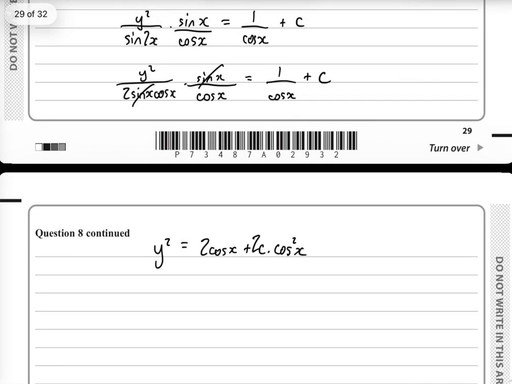Moving on. No, we're not. That's it. The end of the paper. So I hope that was useful for you.